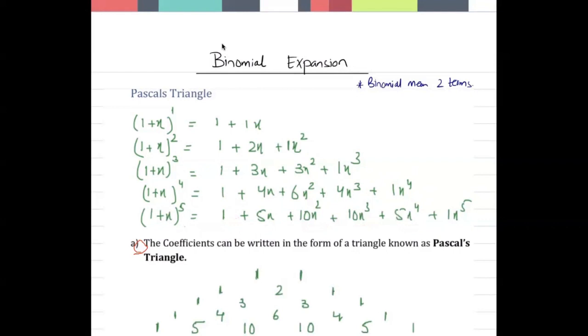What are these called? Can I say that 1 is a constant term? 5x is the second term in the expansion, where x has a power of 1. The term in x squared is 10x squared. The term in x cubed is 10x cubed. The term in x to the power 4 is 5x to the power 4. And the term in x to the power 5 is 1x to the power 5. These numbers are basically the coefficients.